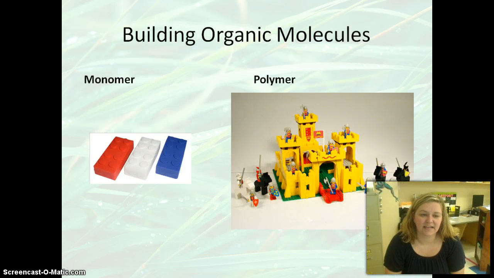You can also think of it like this. Here we have 3 monomers. We put them all together, we build this gigantic castle, and it's a polymer.